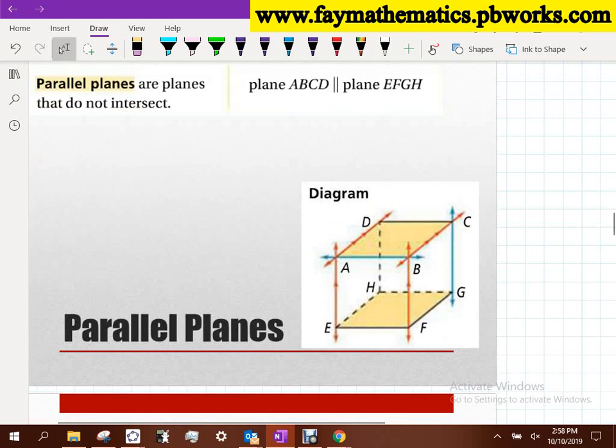Parallel planes. Planes can be parallel. Planes don't have to intersect all the time. If they do intersect, they form a line. But if they do not intersect, then they're called parallel planes. Like the ceiling and the floor, they do not intersect. Or like the wall to your left and the wall to your right. They do not intersect. They're parallel planes.